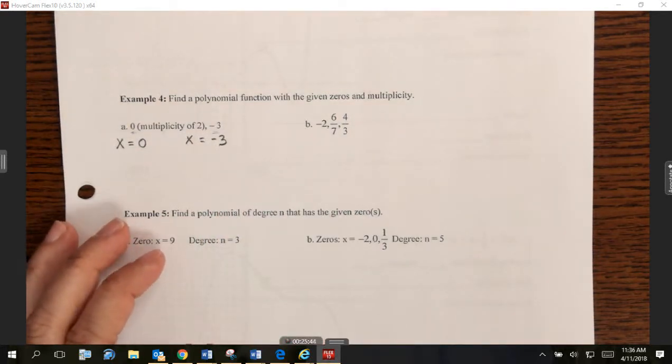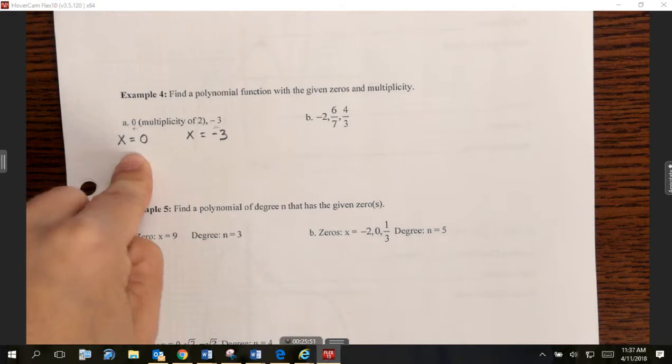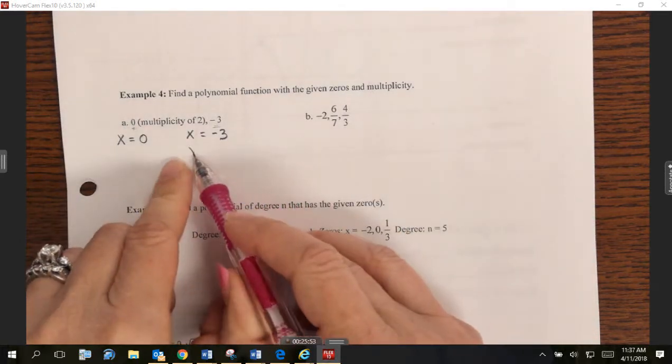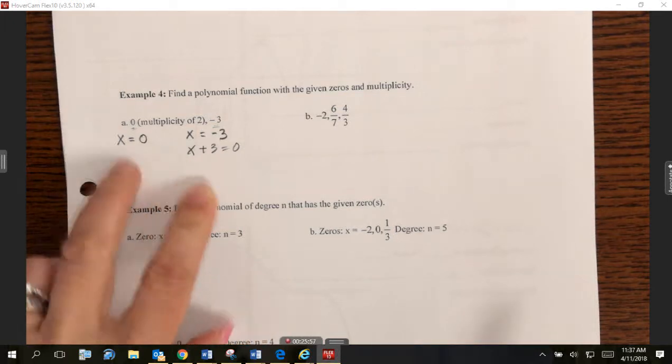So whatever x equals, I set it there. And then I'm going to take each of what x equals and make it say equals 0. So this first one already says x equals 0. For this one, I move the 3 over and I get x plus 3 equals 0. Those are the factors.